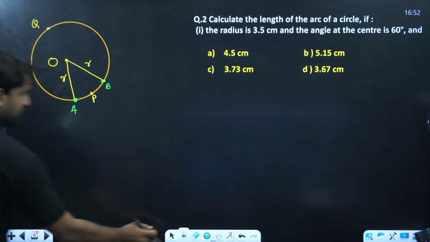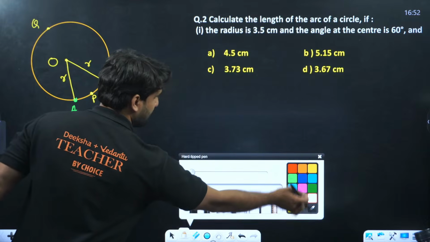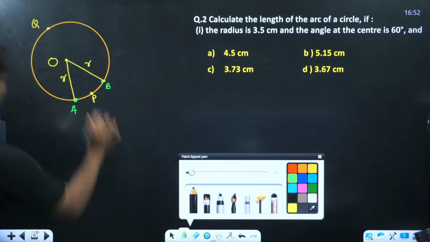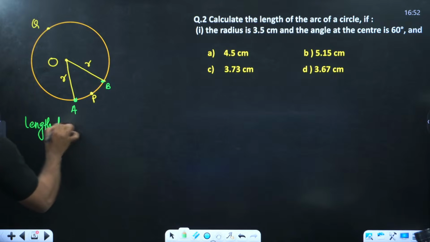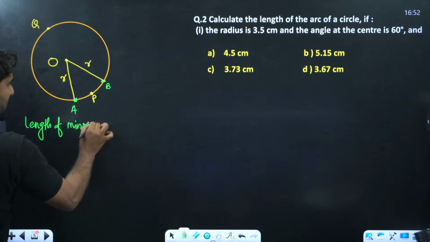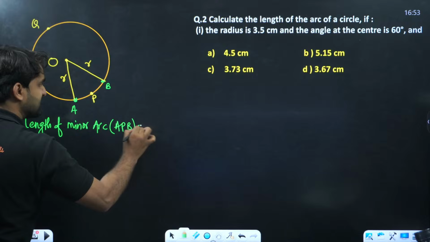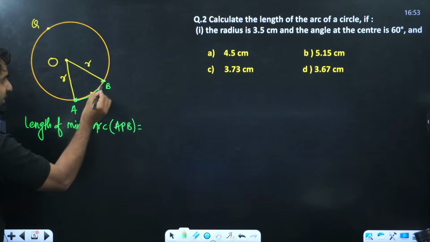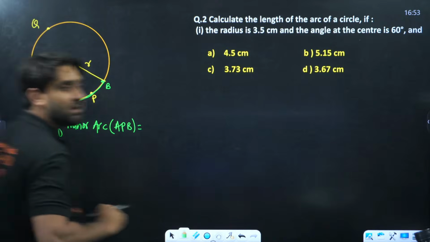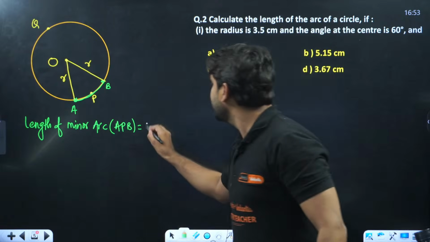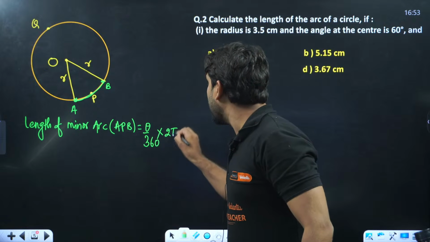So let me write the formula for you guys, everyone, please note it down in your notebook. The length of the minor arc. Let me write the name also so that you can identify it: APB, the small part of the boundary of the circle, the minor arc. And the formula will be what? Theta by 360 into 2 pi r.